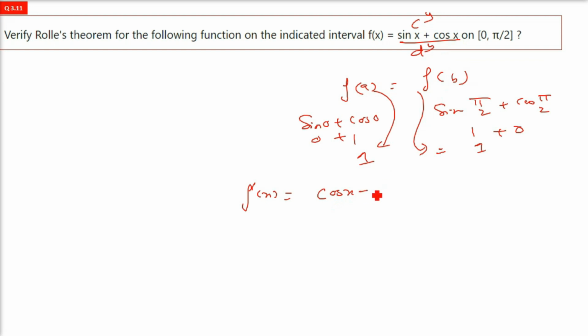Differentiate it. Sin x will become cos x, and cos x will become minus sin x. Now put it as 0. So cos x will be equal to sin x. You will get tan x is 1, as we have done in the earlier question just now. Divide both sides by cos x. x will be equal to pi by 4 because tan x is equal to 1.